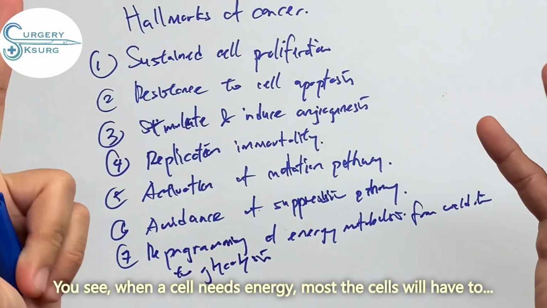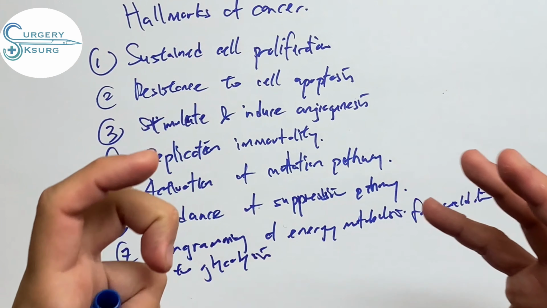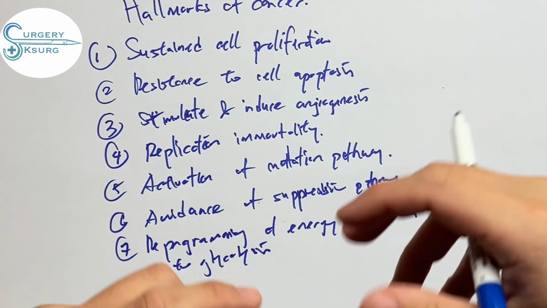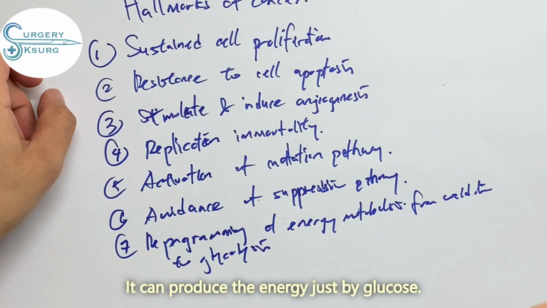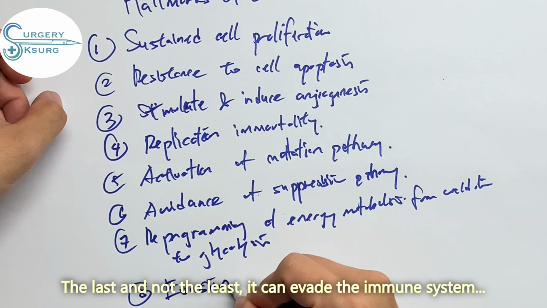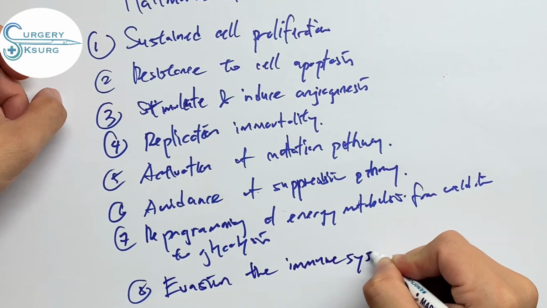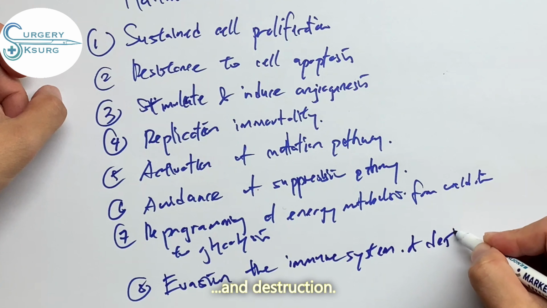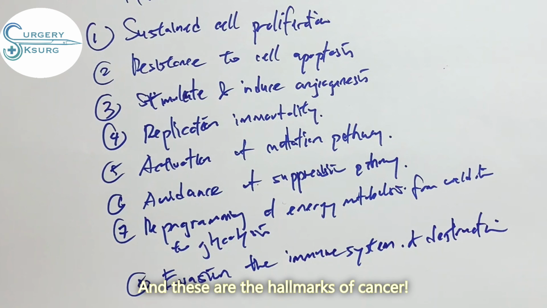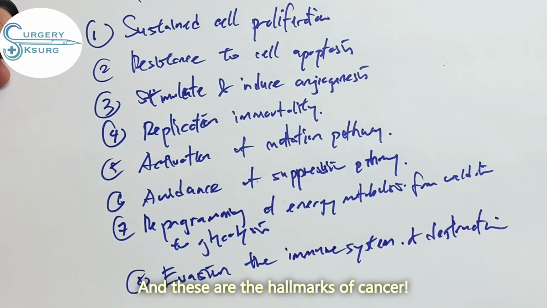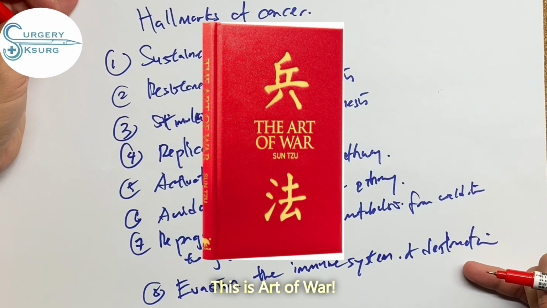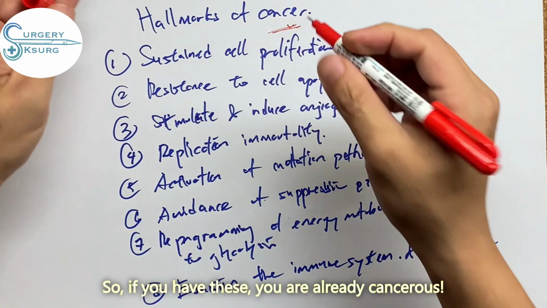You see, when a cell needs energy, most cells will have to oxidize, but the thing is, this cell has already gone autonomous. It can produce the energy just by glucose. And last but not least, it can evade the immune system and destruction. It can evade the white blood cells, and it won't be destroyed. And this is the hallmark of cancer. Further think of it, this is something like Sun Tzu, right? The Art of War. So if you have this, you are already cancerous.